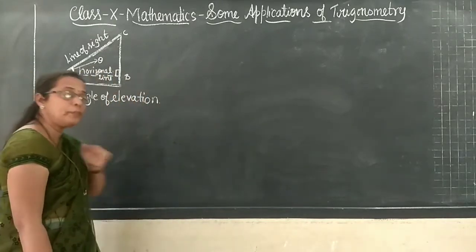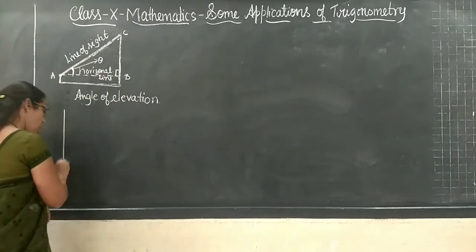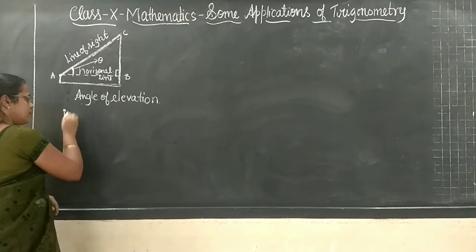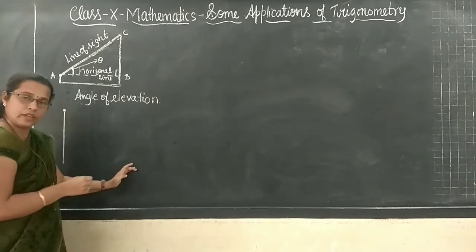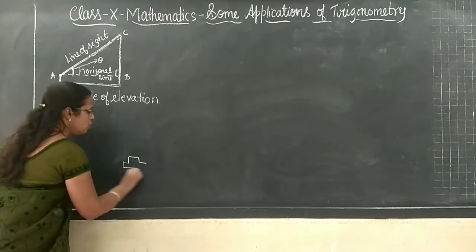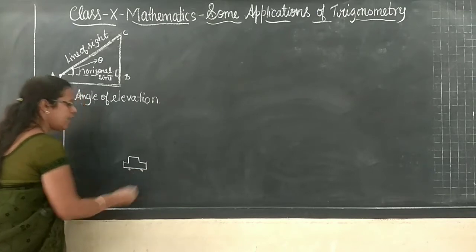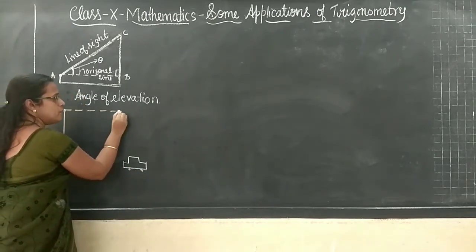So angle of depression means what? It's the second case, children. So if I am sitting on the top of the building, yes, children, I am here. In the last class we said the car is on the road. We are seeing the car, right? No. So actually I have to see horizontally. My eyesight moves like this.